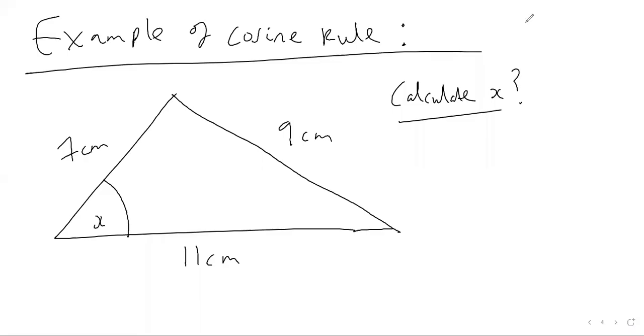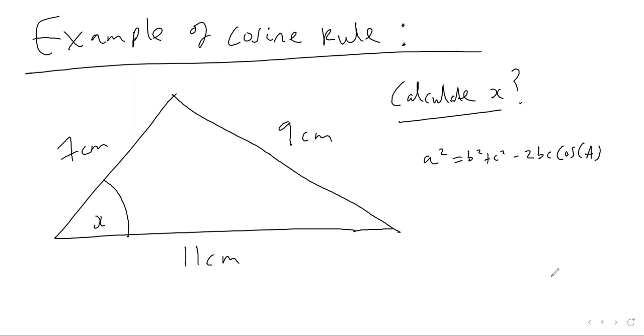Hello, so today we're going to look at an example of using the cosine rule formula. Yesterday we proved the cosine rule, and that was a squared equals b squared plus c squared, take away 2bc cos A. So today we're going to look at an example of calculating an angle using the cosine rule.